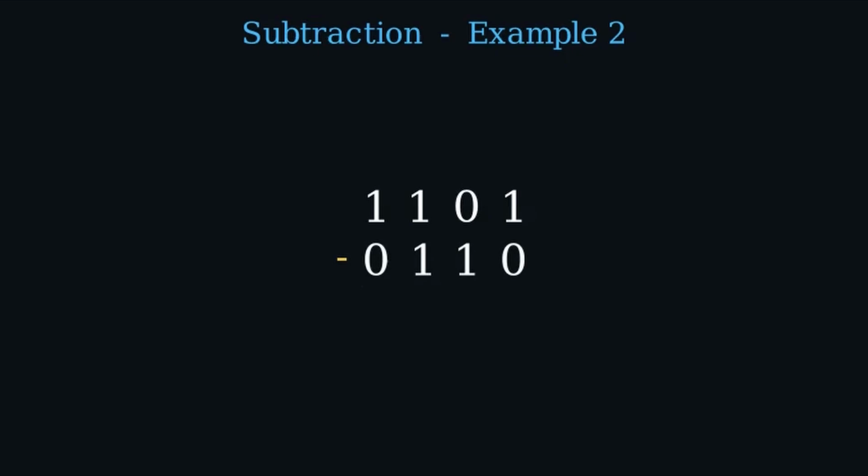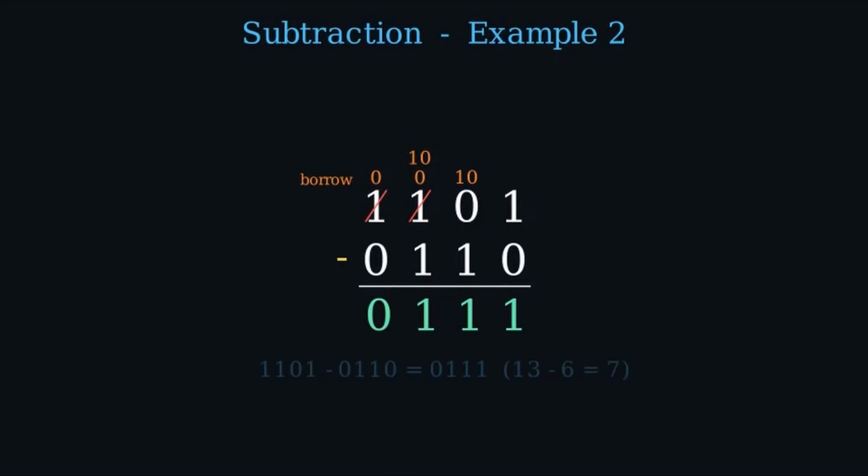So, not too difficult. Here's another example. So, 1 minus 0, that's easy. We can just write 1. 0, we have to borrow again. And then we have to borrow again and continue down to subtract. So, 13 minus 6 is 7.